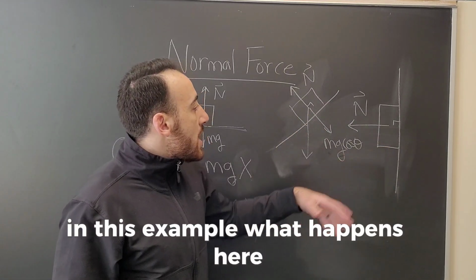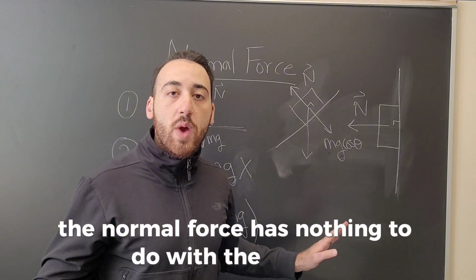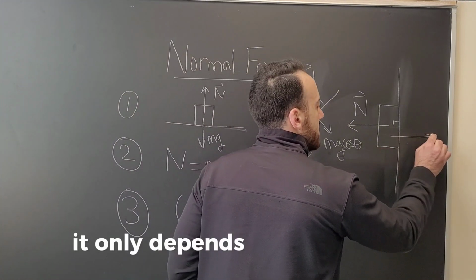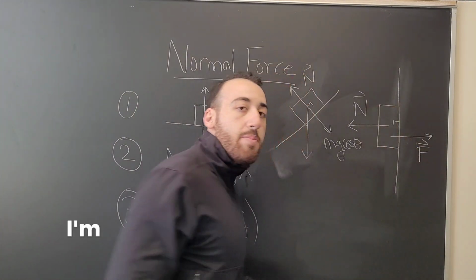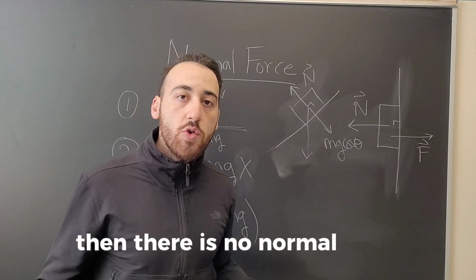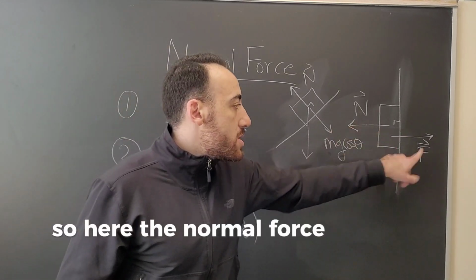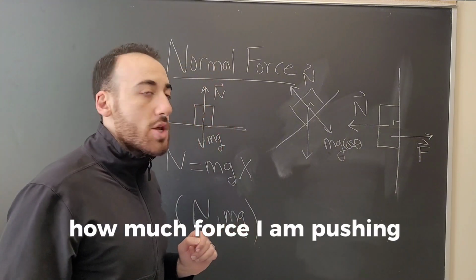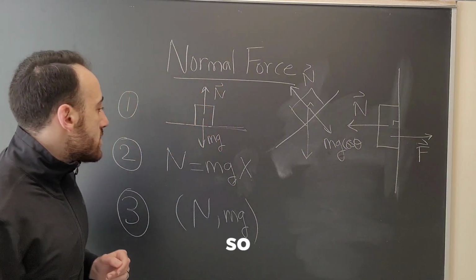What happens here? Well, here the normal force has nothing to do with the weight at all. In fact, it only depends on how much I'm pushing the book onto the wall. If I'm not pushing the book onto the wall, then there is no normal force. So here the normal force is equal to how much force I am pushing with on the book. So this is not right.